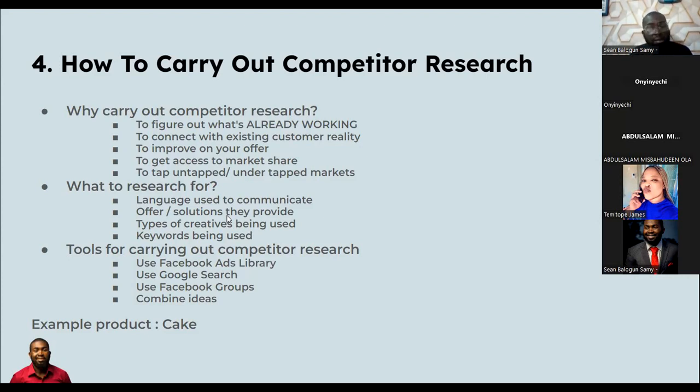It's very, very important. If I were using something like cake, some of my keywords could be birthday, events, parties, wife, boyfriend, because those are important keywords. I know that those things are one way or the other related to what I'm saying. Now let's rush in and do some little research. Let's look at how we can carry out competitor research.